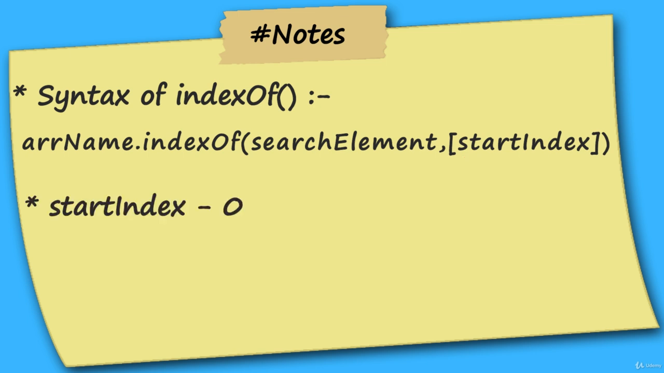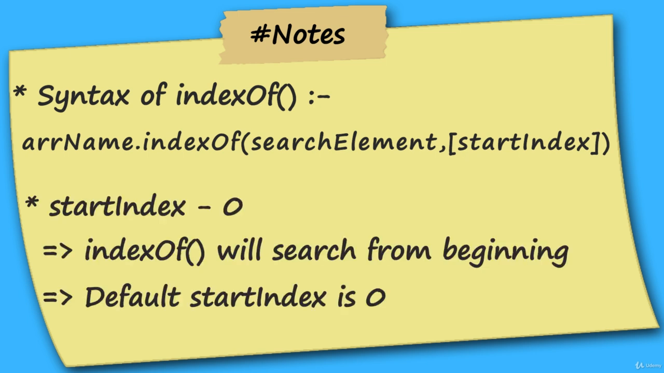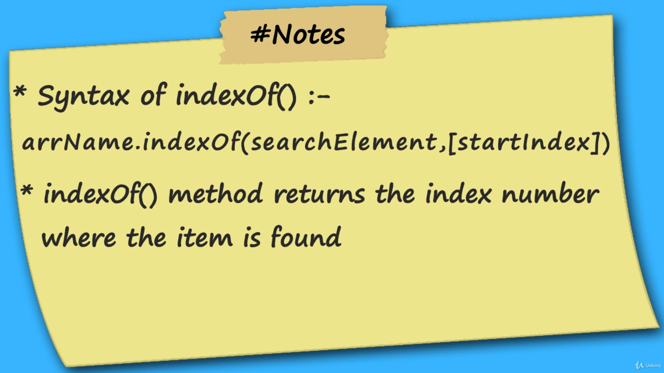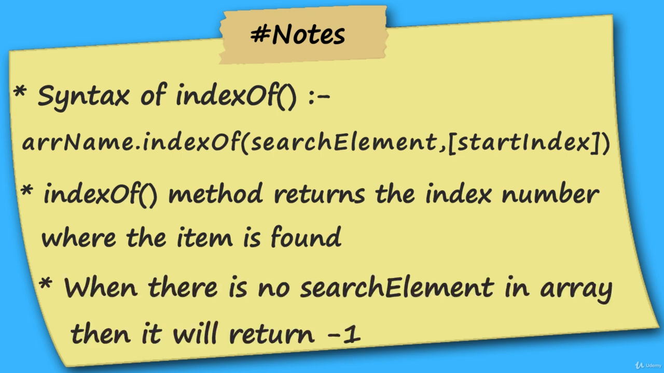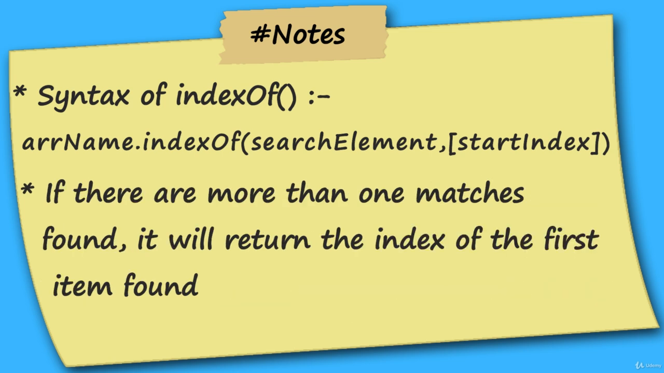If it is given 0, it will search from the beginning, but default is 0, so you don't need to specify if you want to search in the entire array. This method returns index number where the item is found. If search element does not exist in the array, then it will return -1. And if there are more than 1 matches found, it will return the index of the first item found.